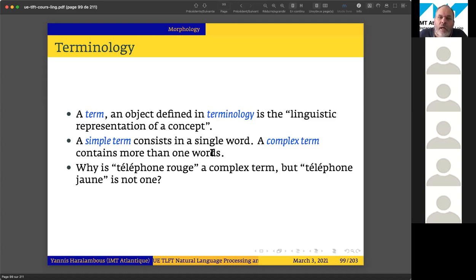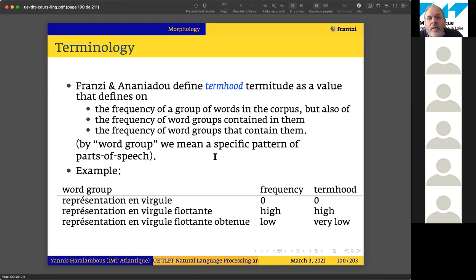And how do we identify them? This is the important question to ask for a computer scientist, for a data scientist. And this paper in the 90s has given one possible answer. Calculate something called termhood. So termhood is an indicator of how much a given pattern of words can be or not a complex term. So the probability, if you want, of this pattern of words being a complex term. And they give an algorithm for calculating this.